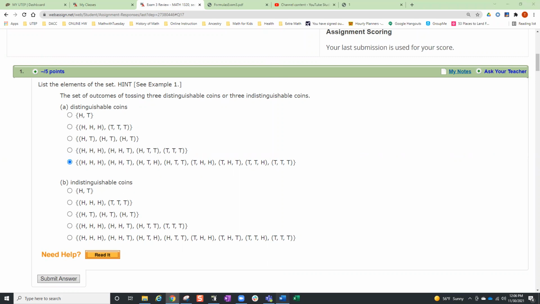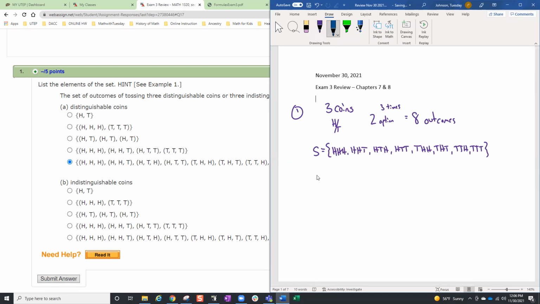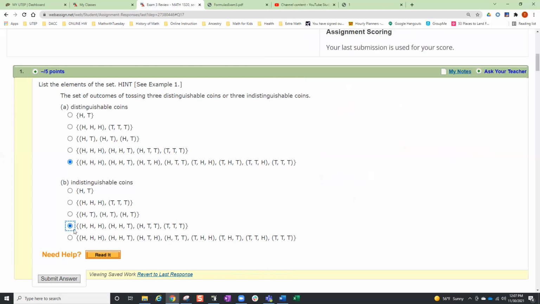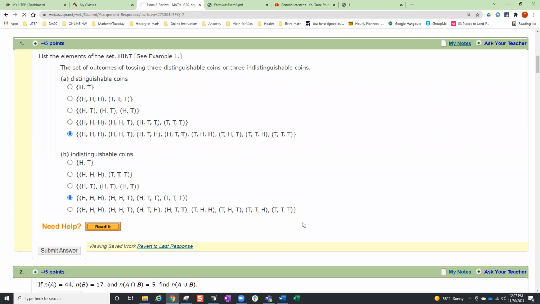However, if they're indistinguishable, if we cannot tell them apart, then I'm going to call this indistinguishable. We have 3 heads, or we have 2 heads and 1 tail. Those 3 are all the same. We might have 3 heads, 2 heads, 1 head, so that's 2 tails, or we'll have no heads. So I think of this as 3 heads, 2 heads, 1 head, no heads, because they're indistinguishable. They're all a 1976 quarter, and you can't tell them apart. So indistinguishable will only have these 4 outcomes: 3 heads, 2 heads, 1 head, and 0 heads. That's the difference between distinguishable and indistinguishable, and I'm going to get some points in my review by submitting these answers.